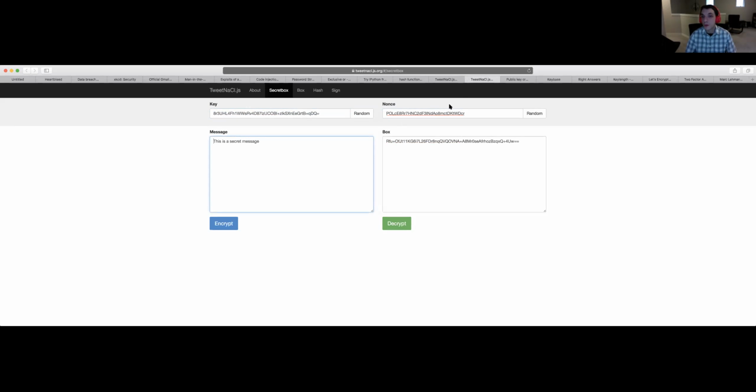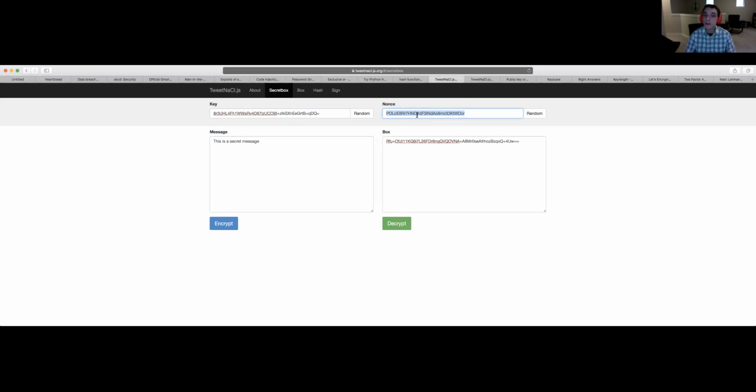Now, what's the difference between the key and the nonce? The key is supposed to always stay the same. The key is secret, and it's assumed that both parties have that key and have already managed to securely exchange it, or perhaps this is just the same party. This is you, and this is you again later, and you just know the same key.